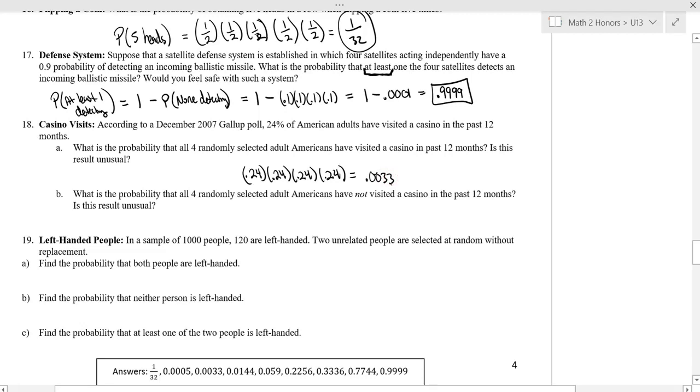B, what's the probability that all 4 randomly selected adults have not visited the casino? So if 24% of them visited the casino, then 76% did not. So there's a 76% chance that the first did not, 76% chance that the second did not, and the third, and the fourth, and multiply that together, you get 0.3336.